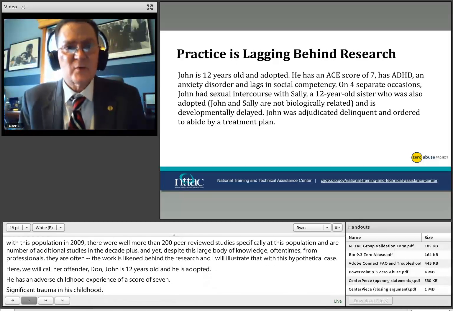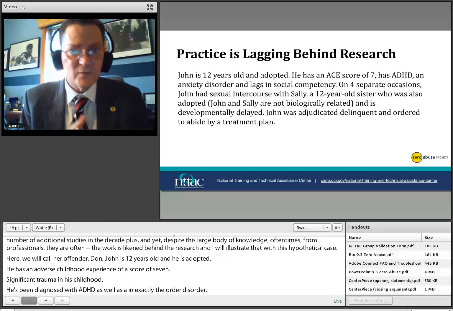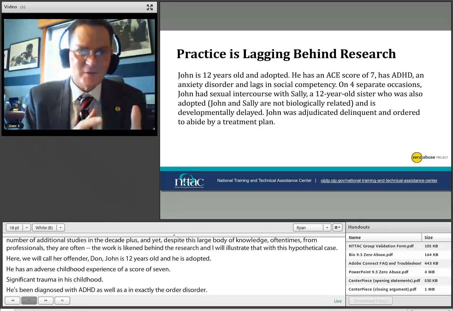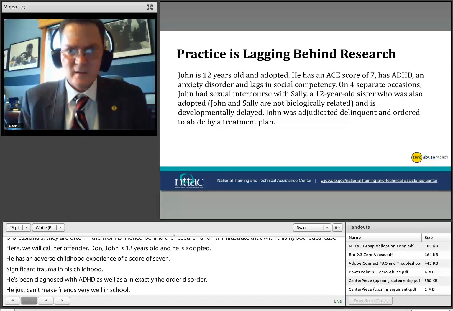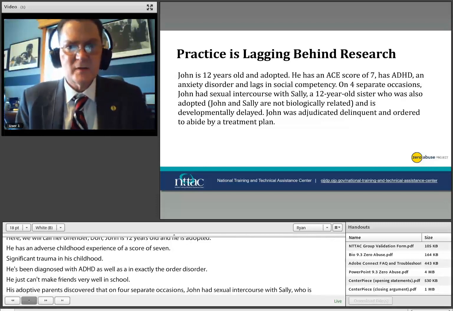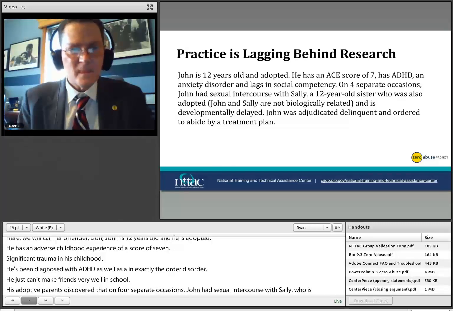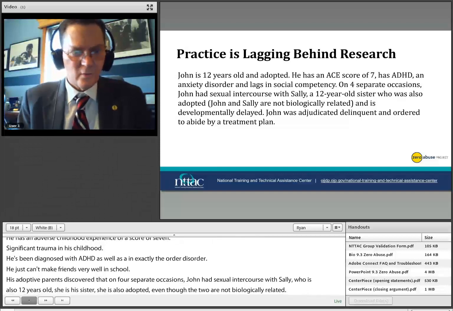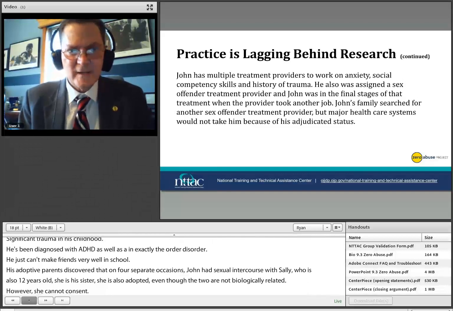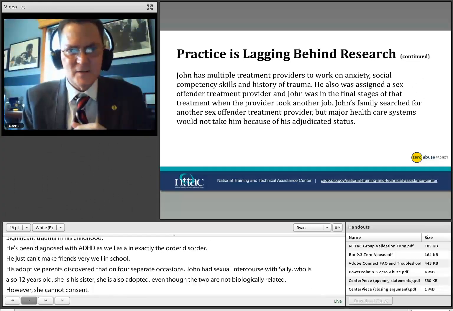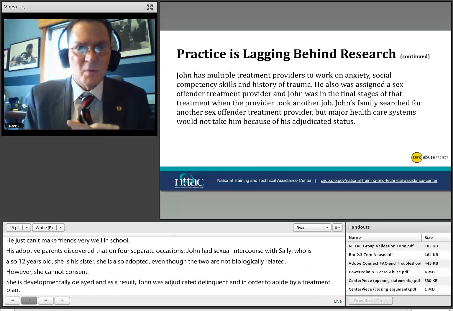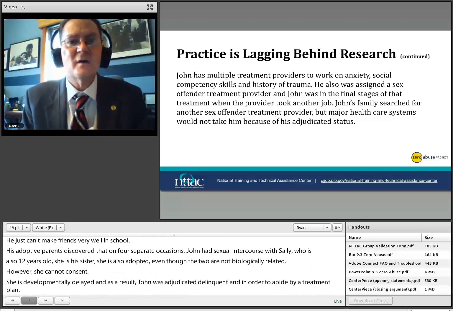His adopted parents discover that on 4 separate occasions, John had sexual intercourse with Sally, who is also 12 years old. She is his sister. She is also adopted, even though the two are not biologically related. However, she cannot consent. She is developmentally delayed. And as a result, John was adjudicated delinquent and ordered to abide by a treatment plan. As it turns out, though, because of his high ACE score, his ADHD, and his anxiety disorder diagnoses, John already has multiple treatment providers who are working with him on these issues.